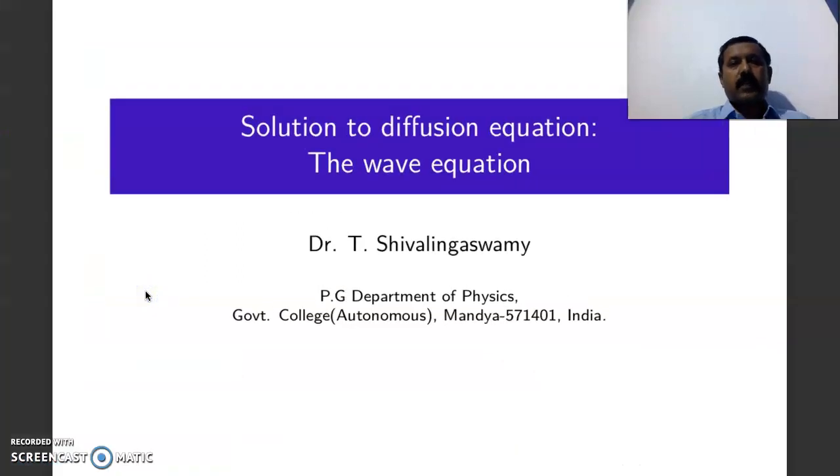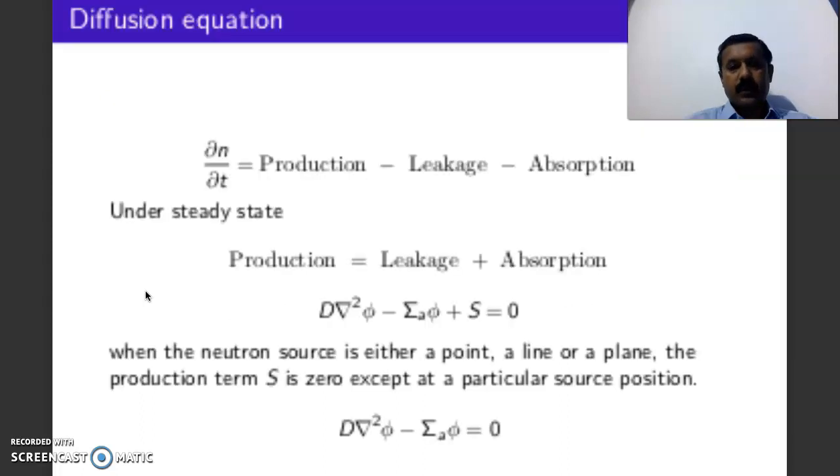Hello everyone, welcome back. In my last video lecture, I discussed the diffusion equation and its importance in reactor theory. We also discussed the boundary conditions that are used to eliminate the arbitrary constants invited by the diffusion equation. In today's lecture, we are going to apply this diffusion equation to solve a specific problem.